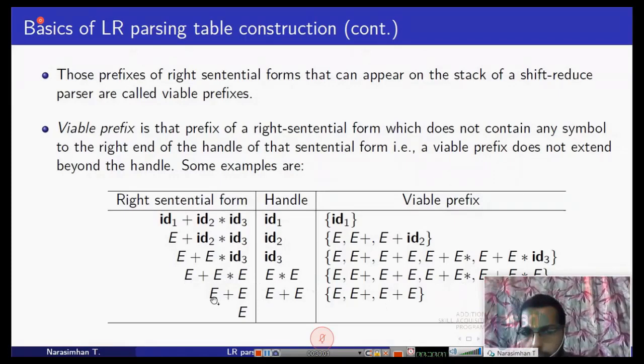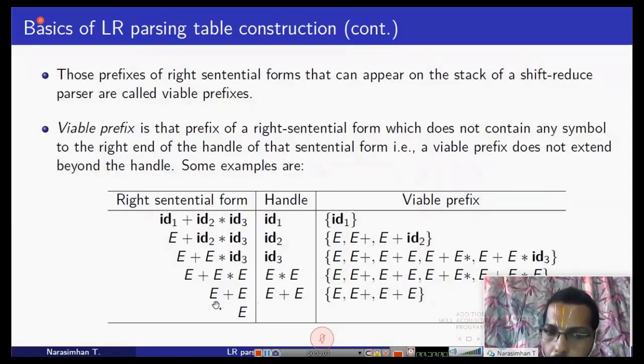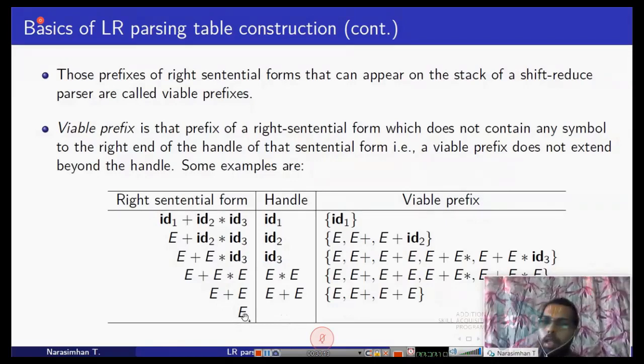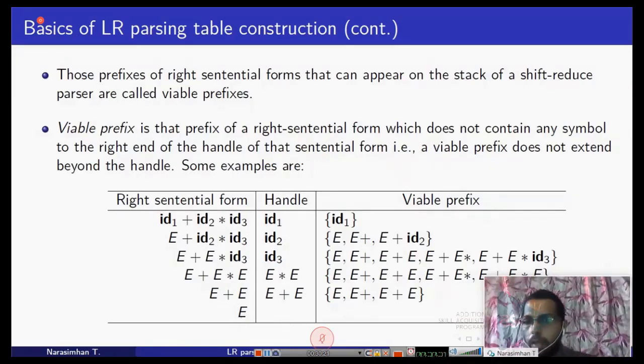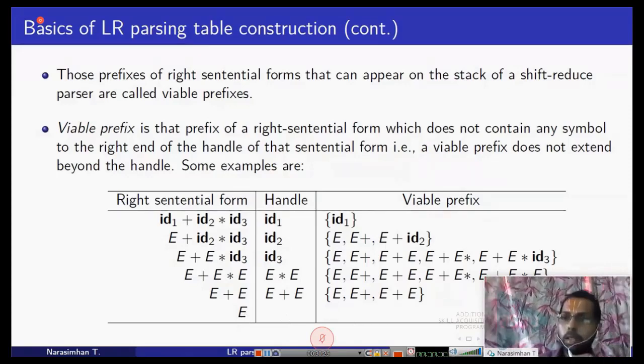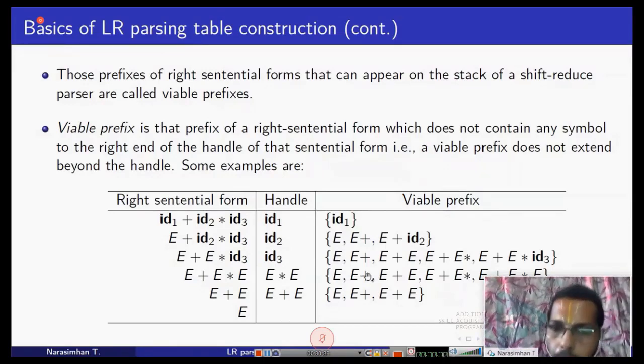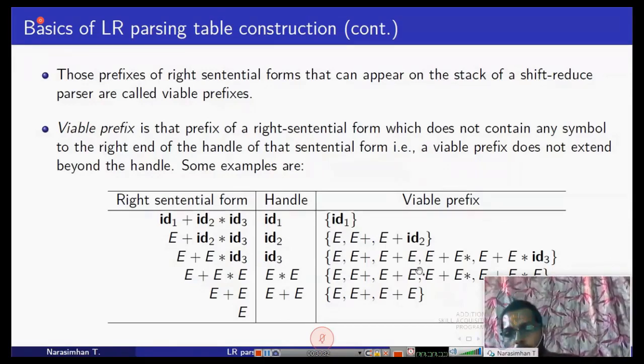Now this one, E plus E, where E plus E is the handle. What are the prefixes here? E, E plus, and E plus E. Fine. Now the right sentential form is the start symbol E. Do you have any handle here? No. That means there is no viable prefix for this right sentential form. So a viable prefix is nothing but a prefix of the right sentential form such that it doesn't go beyond the handle. These are some examples of viable prefixes. I hope this makes the concept clear.